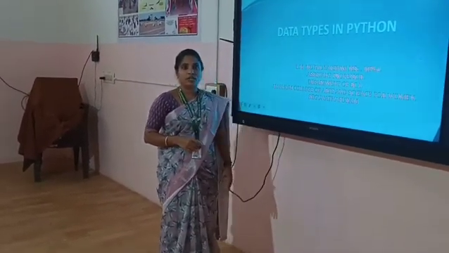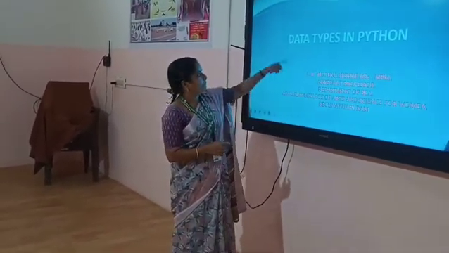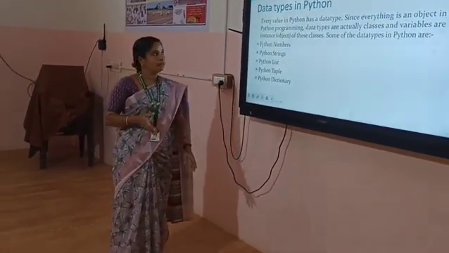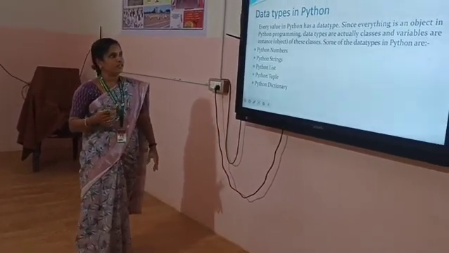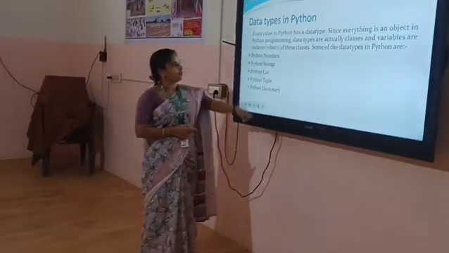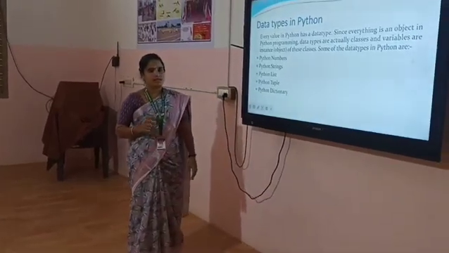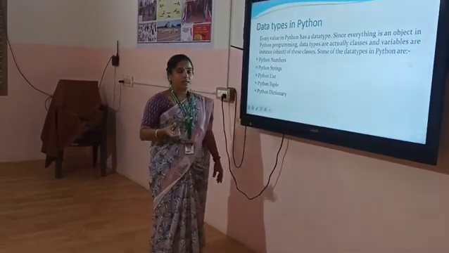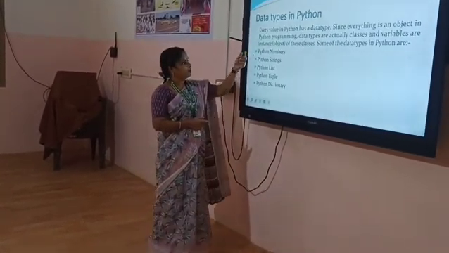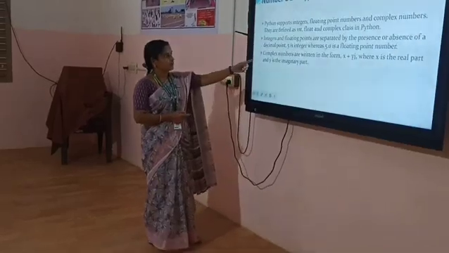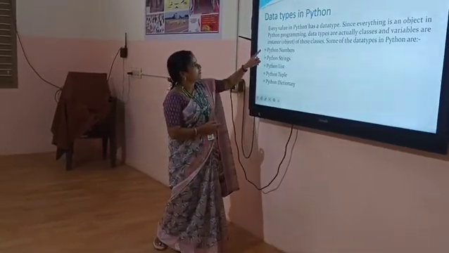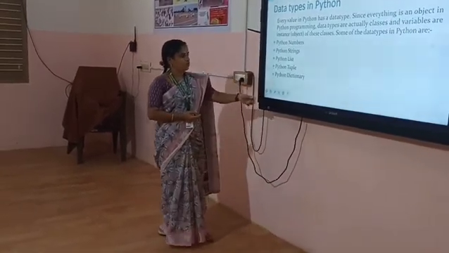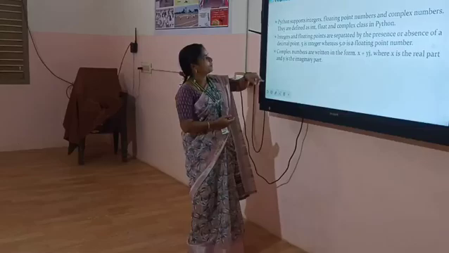Today we will see about data types in Python. Every value in Python has a data type. Since everything is an object in Python programming, data types are actually classes and variables are instances of these classes. Some of the data types in Python are: first, Python numbers; second, Python string; third, Python list; fourth, Python tuple; fifth, Python dictionary.